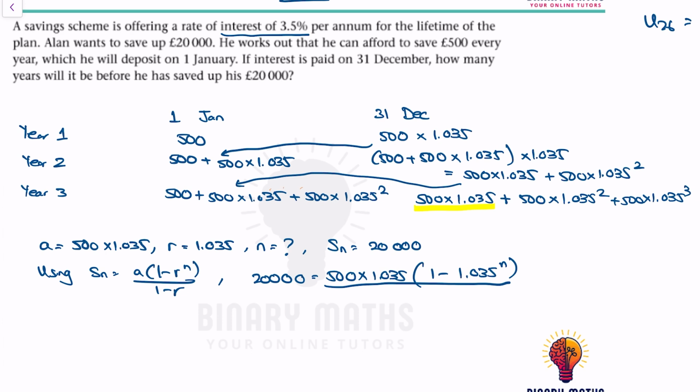minus 1.035. So you get 20,000 is equal to 500 times 1.035, which I can put into my calculator. If I do that, I get 517.5. The bracket stays as it is, all over negative 0.035.